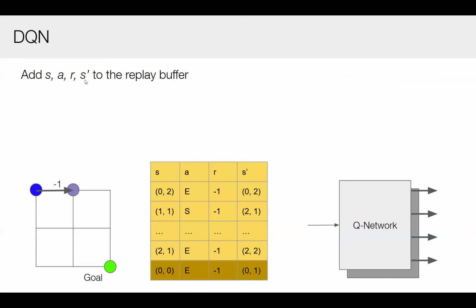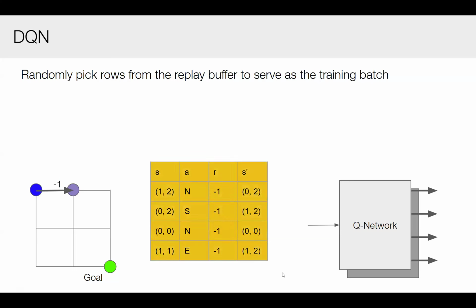Now that we have the state we started at, the action we took, the reward, and the state S prime that we ended up at, we can add this to the replay buffer. That's all I've just added here. Now we're going to randomly pick rows from the replay buffer to serve as the training batch. If you recall, in our previous version of this algorithm, we went right into updating the neural network. Now instead, we're going to first find the batch, calculate a few things that we need, and then train the neural network on the entire batch result.